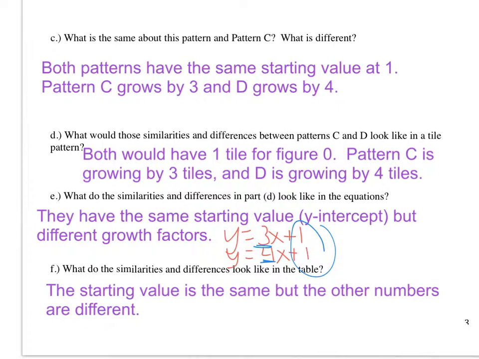And then part F, what do the similarities and differences look like in the table? Well, the starting value is going to be the same. It's going to be that 1, but every other number is going to be different.